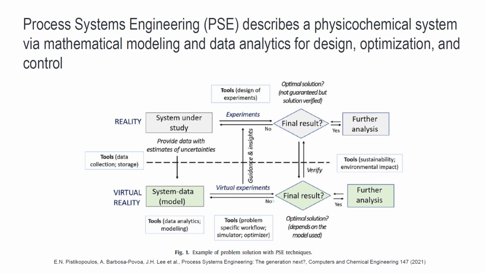Okay, so what is process systems engineering? Process systems engineering, or PSE, is about when we have a system with some physical or chemical processes, and we want to model it with mathematical language in such a way that we can do something with that model. That something could be, for example, a design.